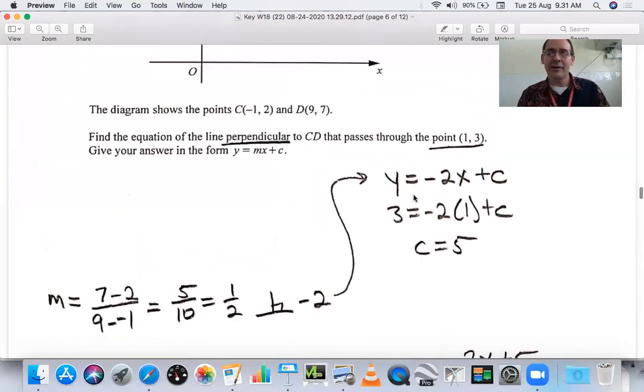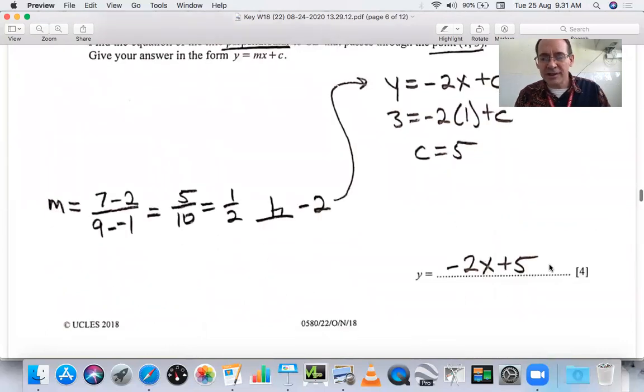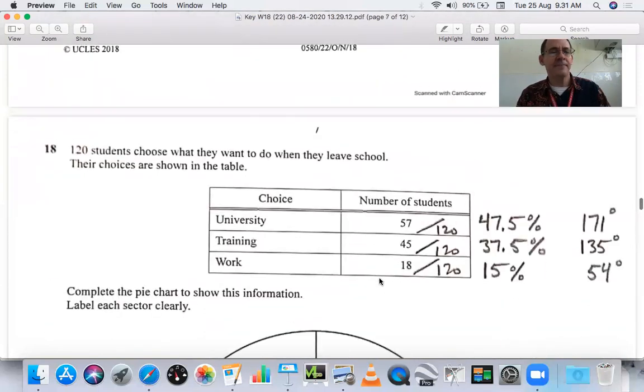Plug that into our slope-intercept form. So y equals negative 2x plus c. Then we use the point to find the c. 3 is the y value, 1 is the x value. So here we have negative 2, add it to the other side, gives us c equals 5. And then don't forget to write out the equation of the line combining your parts here, the slope and the y-intercept. So y equals negative 2x plus 5.